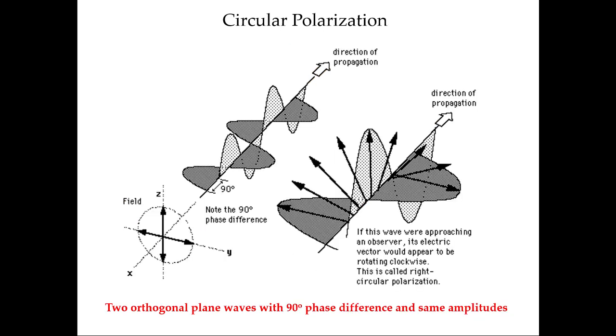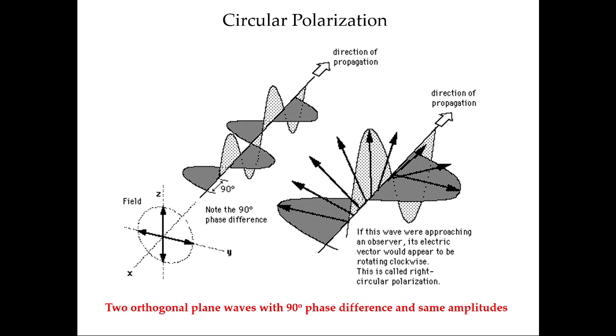Like this. Here, these are two linearly polarized light rays, but there is a phase difference between them equal to 90 degrees. Then, the resultant electric vector will be rotated as the light propagates. As this resultant light wave is observed by an observer, the observer will see the electric vector of the light rotating in a circle. This type of polarization is known as circular polarization.